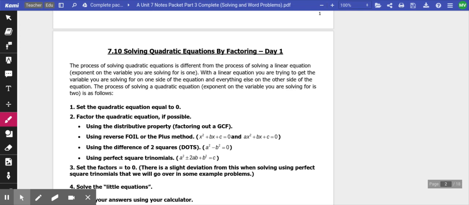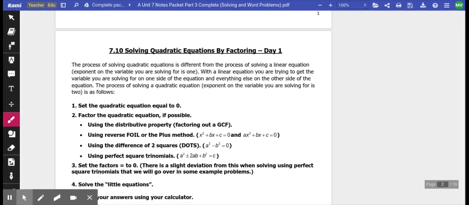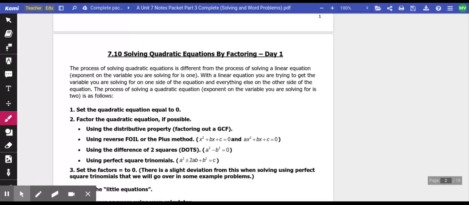Hey everyone, today we're going to start to solve quadratic equations by factoring. So the process of solving quadratic equations is different from the process of solving linear equations. Those are the ones with a variable with the exponent of 1.